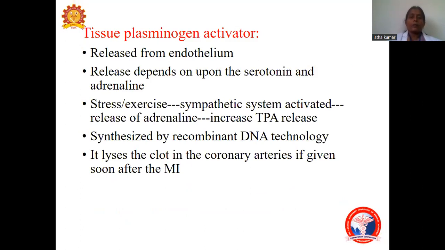Next, tissue plasminogen activator. It is released from endothelium. Its release depends upon serotonin and adrenaline, stress and exercise. During stress and exercise, the sympathetic system is activated, which releases adrenaline. That in turn increases the tissue plasminogen activator release. It is also synthesized by recombinant DNA technology. It lyses the clot in the coronary arteries if given soon after the myocardial infarction.